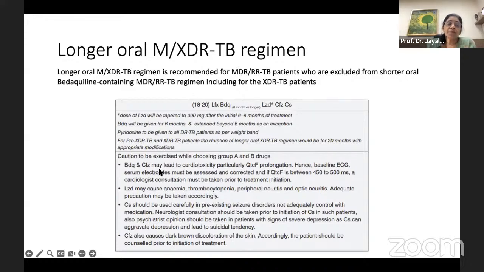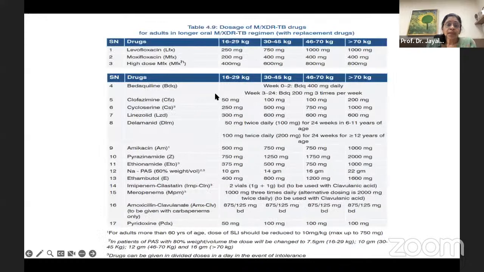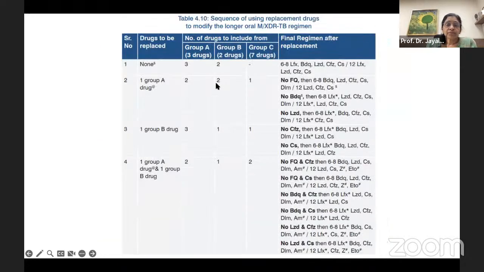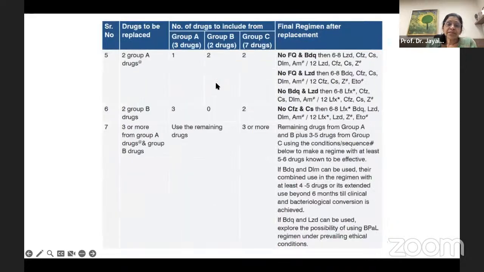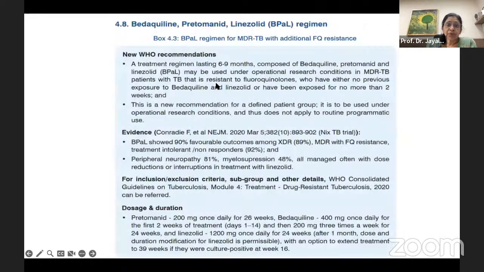Bedaquiline and clofazimine, we should remember, may lead to cardiotoxicity. Linezolid may cause anemia, thrombocytopenia, peripheral neuritis, optic neuritis. Cycloserine should be used carefully in pre-existing seizure disorders, and clofazimine can also cause dark brown discoloration of the skin. So these are the doses of the drugs for the longer oral regimen. These are the replacement medications if one of the medications cannot be used.